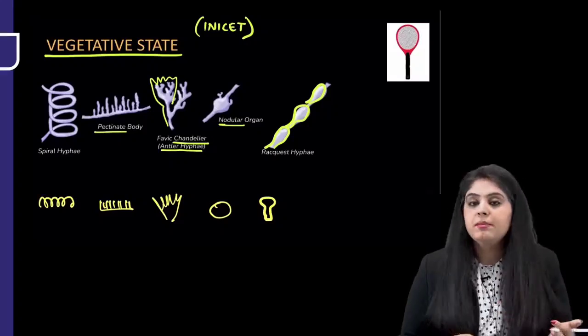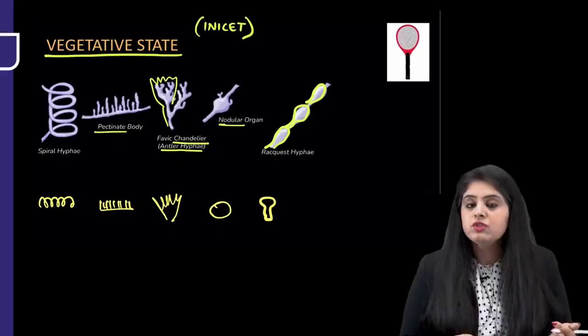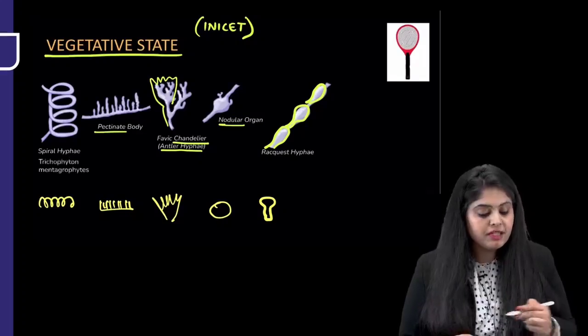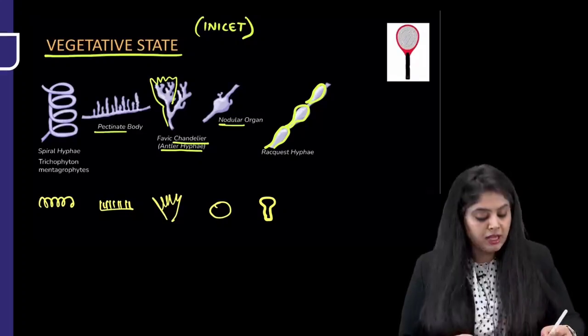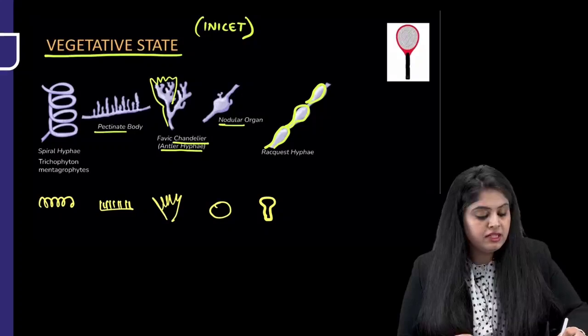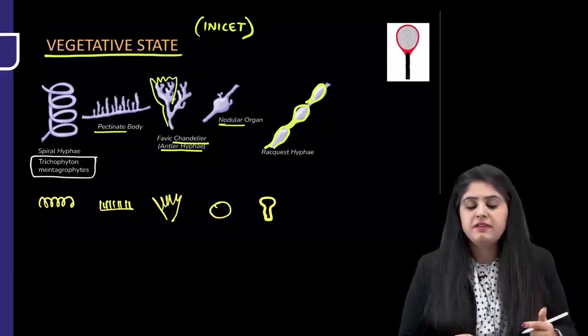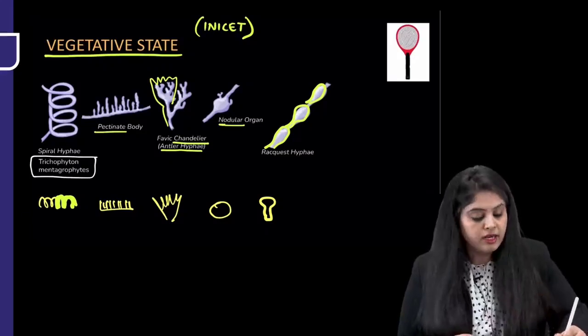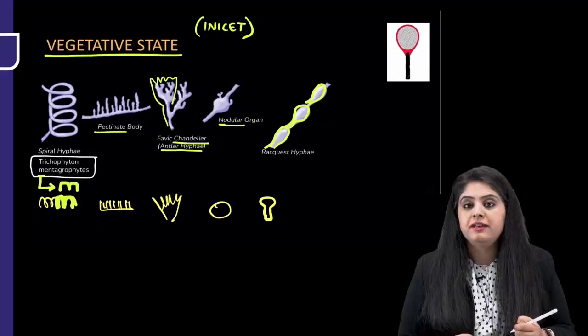But is it only about knowing the shape? You need to know which organism shows what. You don't have to learn examples of all, but there are some examples that I want you to know. Spiral hyphae is seen in Trichophyton mentagrophytes. How do I learn that? Because the way we drew spiral, it looks like an M. So we can call it mentagrophytes, which shows the spiral hyphae.